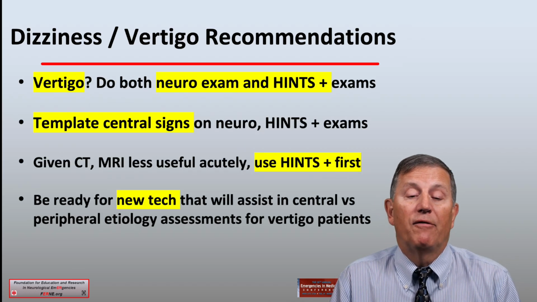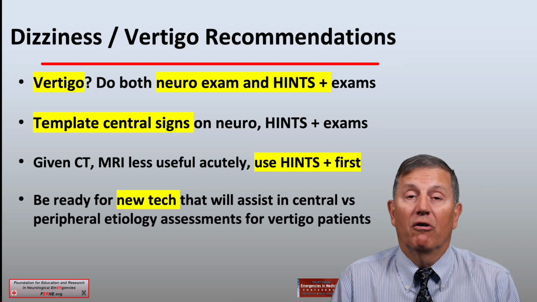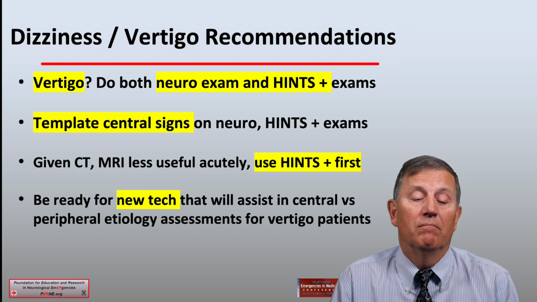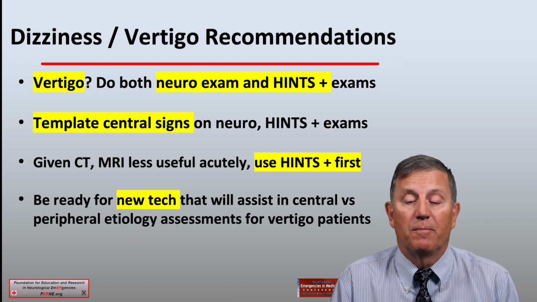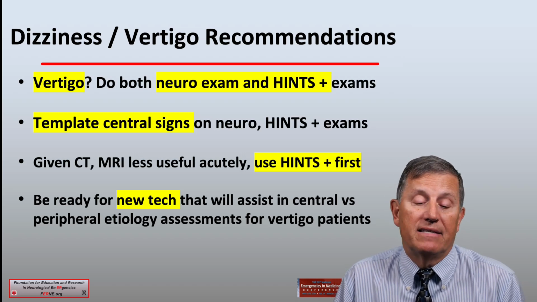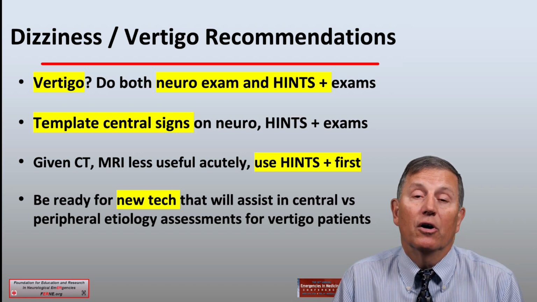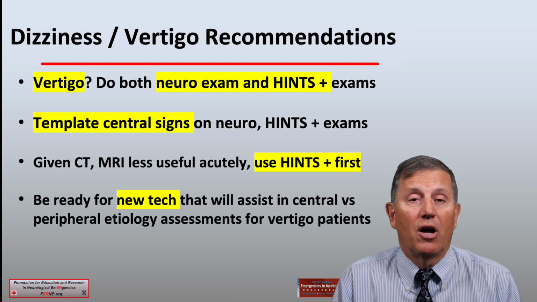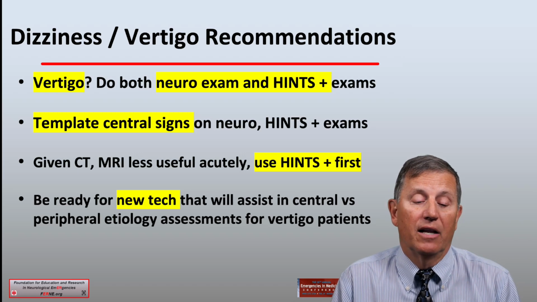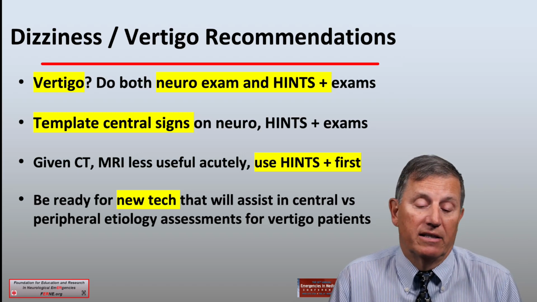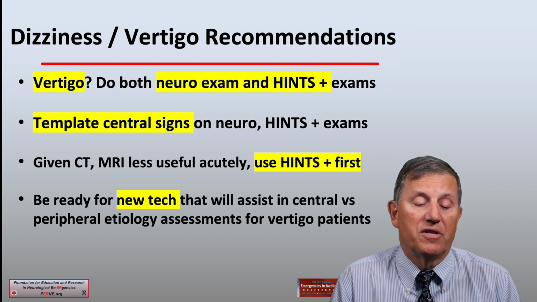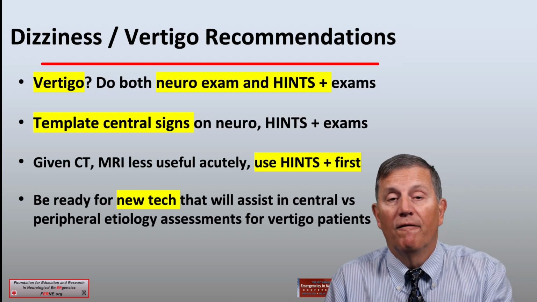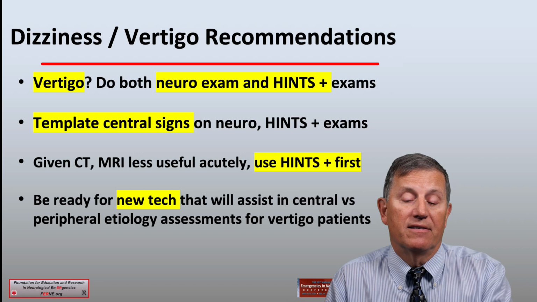If a patient has vertigo, do both a neuro exam and a HINTS Plus exam. Template your central signs from your neuro and HINTS Plus exam. And given that the CT and MRI are less useful acutely in any patient with vertigo and acute vestibular syndrome, use the HINTS Plus exam to guide whether or not you believe it's a central etiology. And then be ready for new technology that will assist in central versus peripheral etiology assessments for our ED patients with AVS and vertigo.